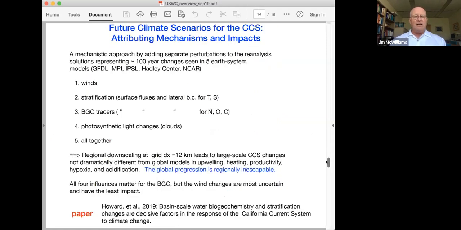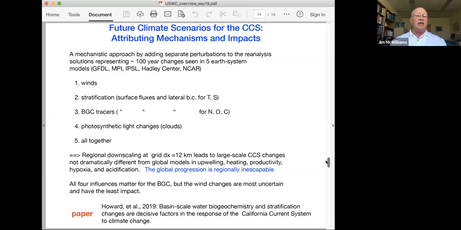Just to mention a few of the additional projects, one which Curtis will talk about shortly is on future climate scenarios, where rather than just trying to replicate the IPCC type of future simulations, we've essentially done mechanistic attribution experiments in which we've taken four different perturbations as depicted in the 100-year changes in global Earth system models: the winds, the stratification, the heating, the biogeochemical tracers, the light changes associated with cloud changes, and then compositing them, and doing a downscaling, essentially a repetition of the reanalysis simulations, except with shifts in the mean forcing.